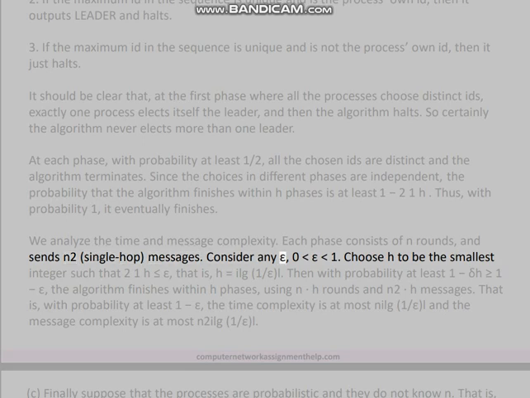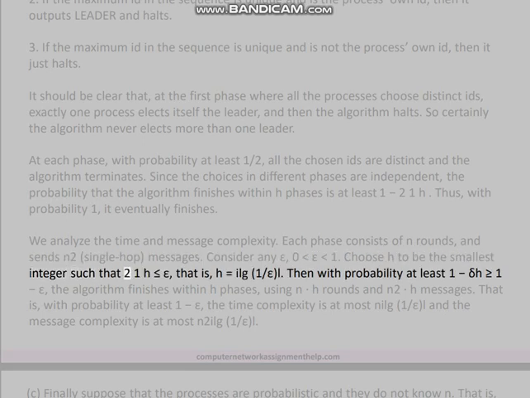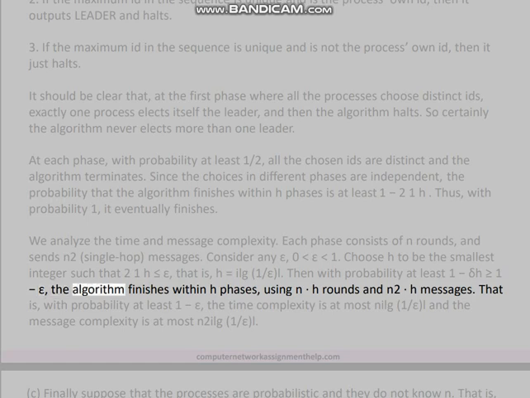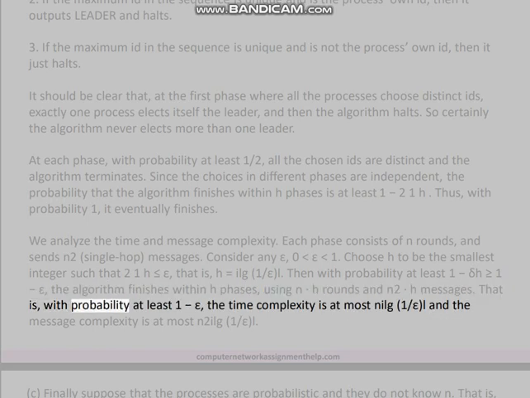Consider any epsilon, 0 < epsilon < 1. Choose h to be the smallest integer such that 1/2^h is less than or equal to epsilon, that is, h equals ceiling of lg 1/epsilon. Then with probability at least 1 minus 1/2^h, which is at least 1 minus epsilon, the algorithm finishes within h phases, using nh rounds and n^2 h messages. That is, with probability at least 1 minus epsilon, the time complexity is at most n times ceiling of lg 1/epsilon and the message complexity is at most n^2 times ceiling of lg 1/epsilon.